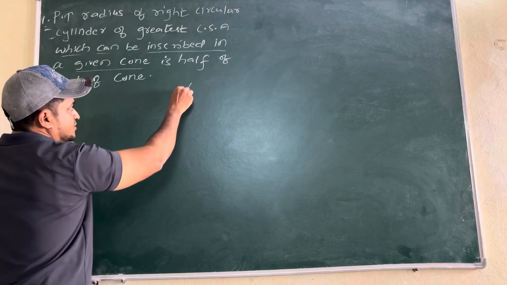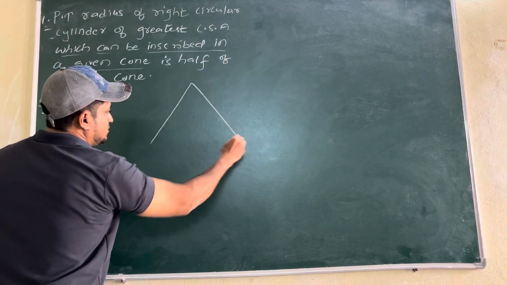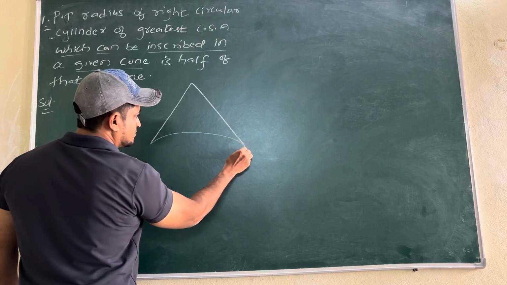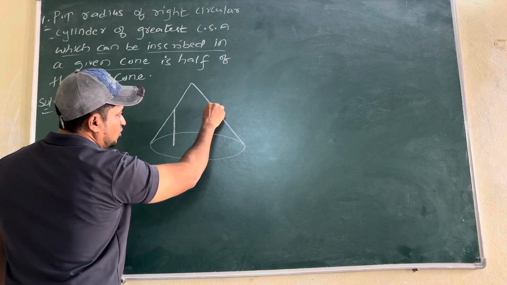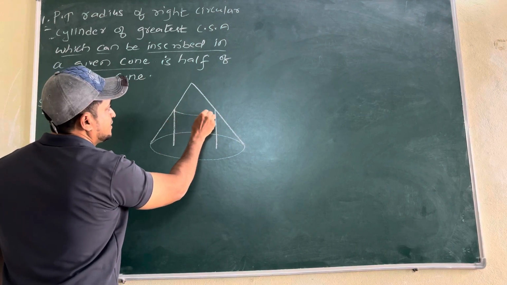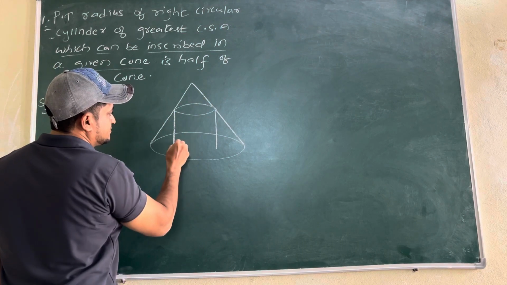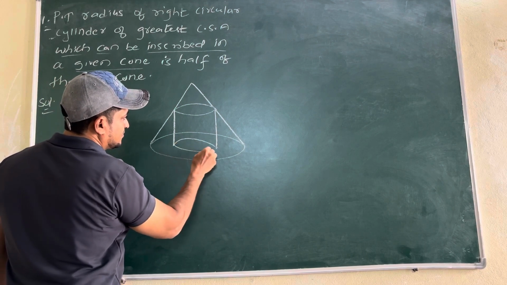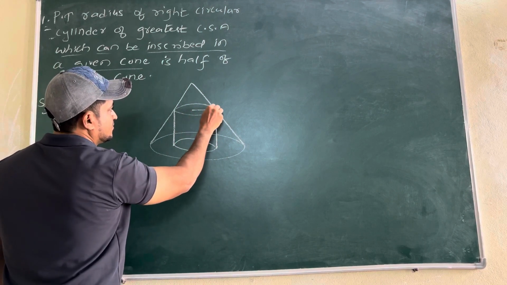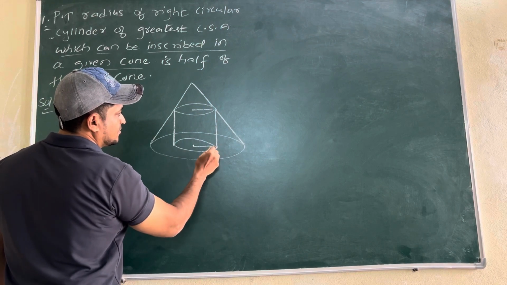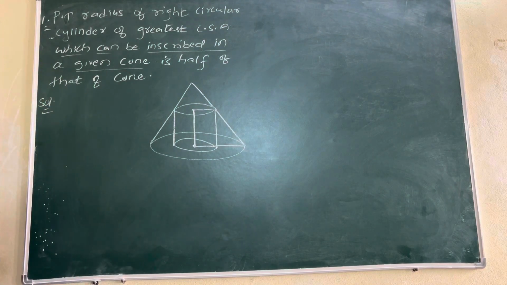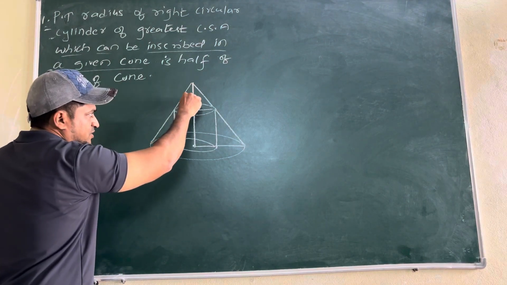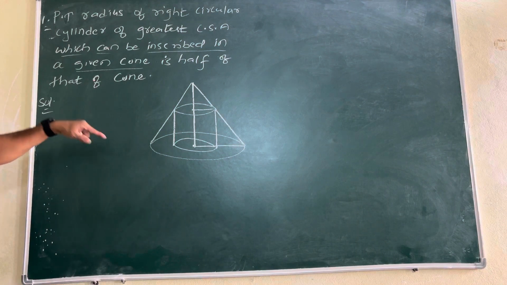First thing, we have to draw a cone. And what is inscribed in it? A cylinder is inscribed in it. We can join these two also. There is a cone and there is a cylinder inscribed in it.